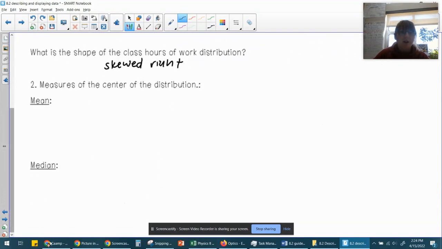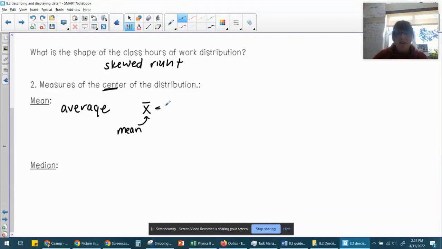All right, so we can measure the center of our distribution. That's describing where the center is with either the mean or the median. So the mean is the average. The formula I'll show you, but you know how to find an average. You add up all the numbers and then divide by how many we have. The variable for the mean is an x with a little bar on top.